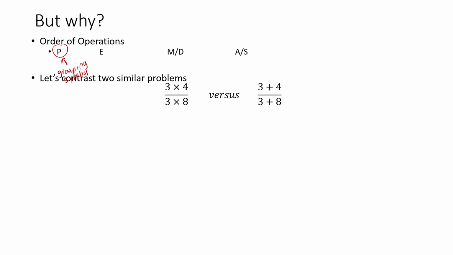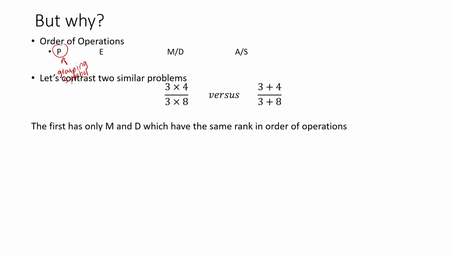The first one has only multiplication and division, which have the same rank in the order of operations, which basically means you just do these problems from left to right. Now in this case, left to right doesn't quite make sense, but it's all the same rank in our order of operations. We've got multiplication right there, and then the fraction bar is a division. So we just have multiplication and division, same rank, order of operations.